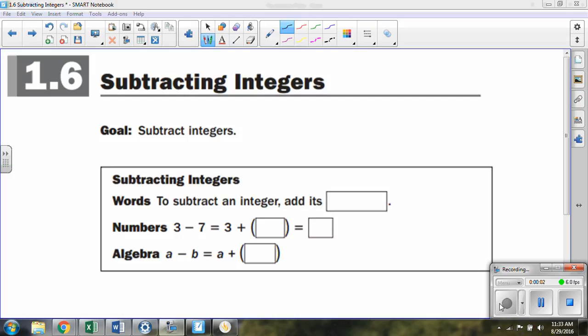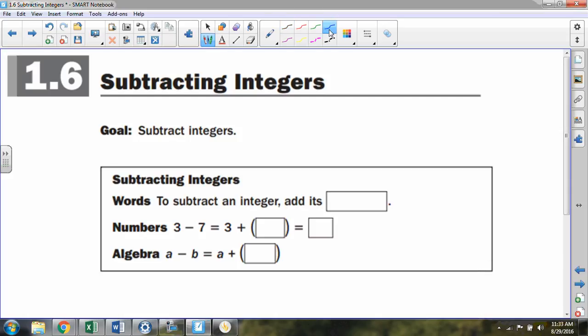Our focus today is on subtracting integers. And basically, we're just going to turn it into addition of integers, the piece that we were doing before. And so, verbally, to address this goal of subtracting integers, we'll note that if you want to subtract, it's nothing more than adding its opposite. For instance, 3 subtract a positive 7 is 3 plus its opposite, negative 7.